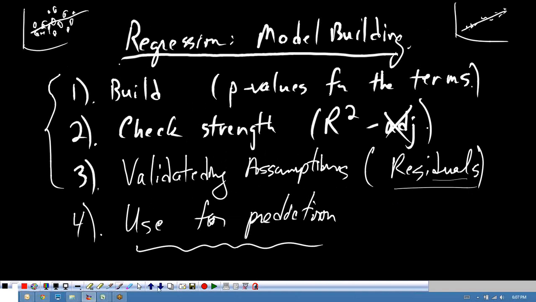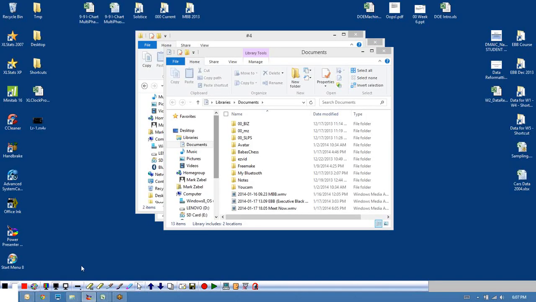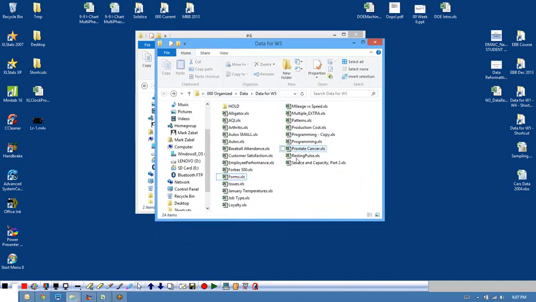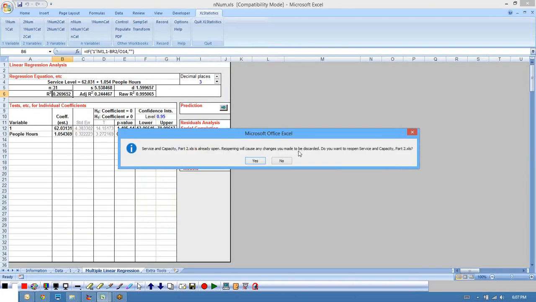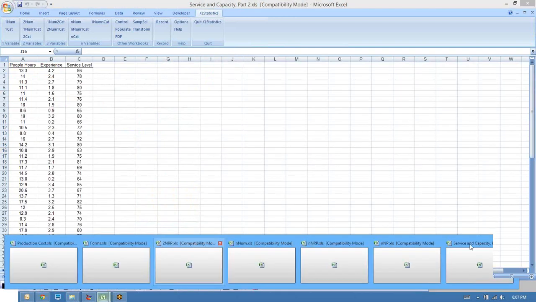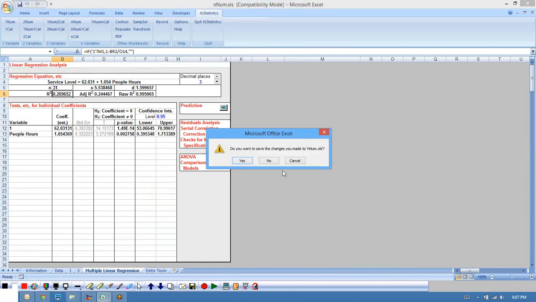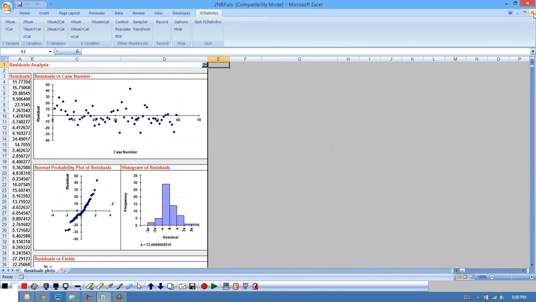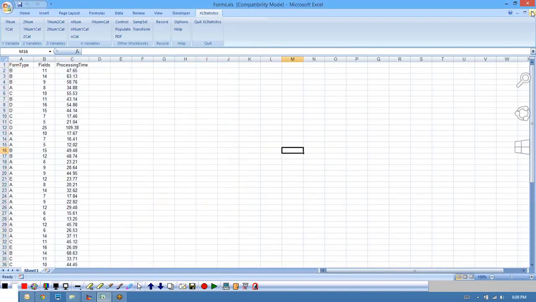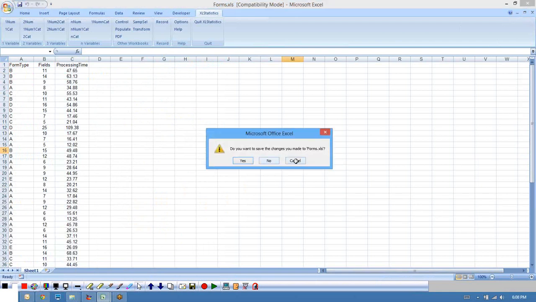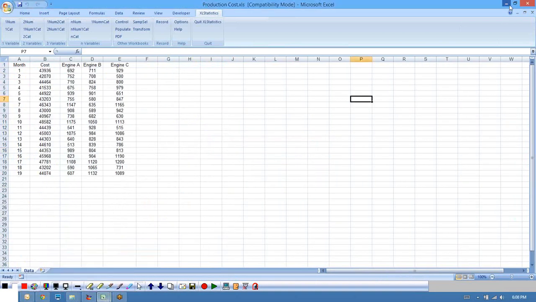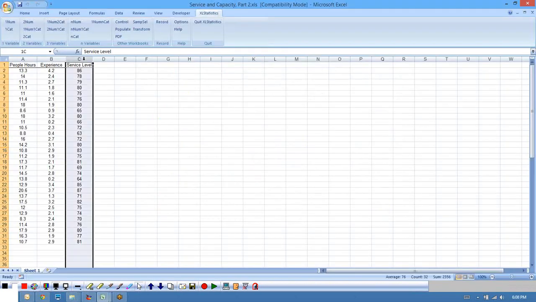We're going to do the example of service and capacity. Let me get that open. You guys have this. It's called Service and Capacity Part 2. All right, so here we go. We've got it open, and I've got a bunch of things open in XLSTAT, which I'm going to close down. Pardon me. All right, that's one of the problems that we run into. I'll leave that one open. Okay, so here we go. Whoops, I opened it and then must have closed it. Service and capacity, here we go.